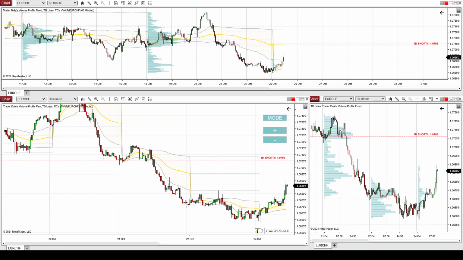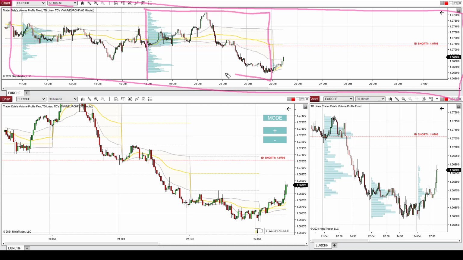Let's now go and have a look at the charts. What you see before you is my day trading layout, and this chart at the top is a 60-minute chart. It is a sort of overview chart, and on this chart I use weekly volume profile, which shows how volumes were distributed throughout the whole week.